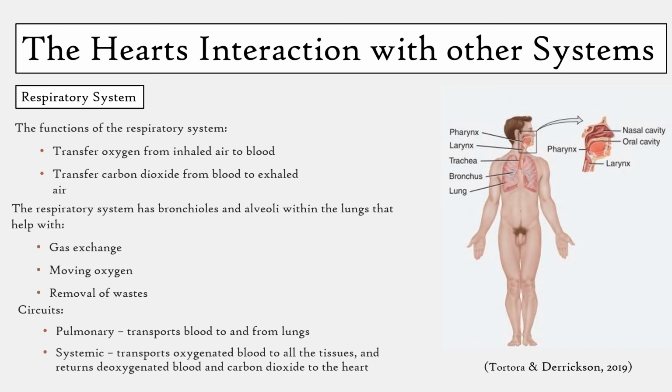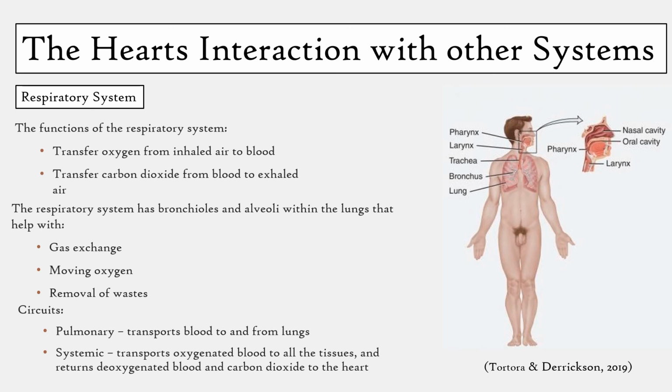The lungs and the heart work together in the fact that the heart sends deoxygenated blood to the lungs so it can get rid of carbon dioxide and waste through exhaling, and makes the blood oxygenated so it can be sent to the body's tissues and cells. This is an example of gas exchange within the lungs. This exchange involves the bronchioles and alveoli.